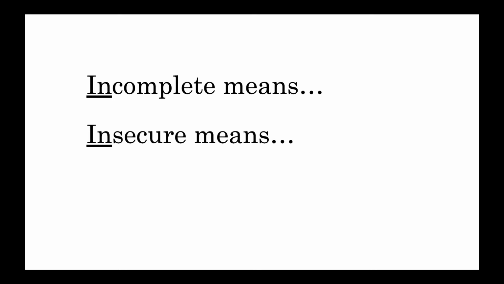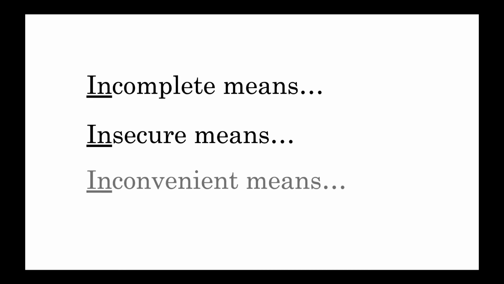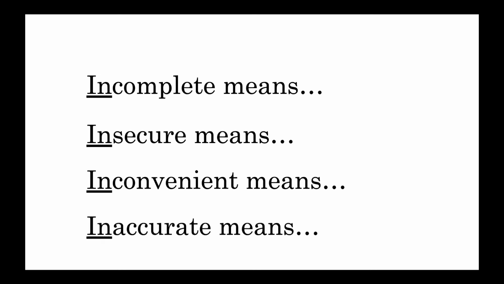Look at the next one. Insecure. Well, secure means I'm comfortable. I feel confident in what I'm doing. So if I'm insecure about something, I'm not confident in what I'm doing. I'm not comfortable. So again, the prefix in means not. Let's look at another one. Inconvenient means, well, not convenient, not easy, not helpful. Another one, inaccurate. Well, it would be the opposite of accurate, not accurate. Not correct is another way to say that.